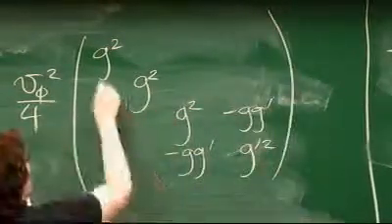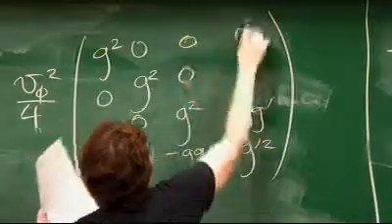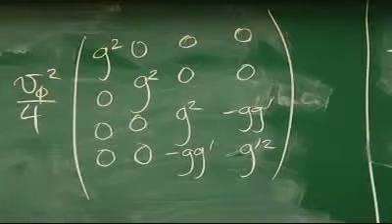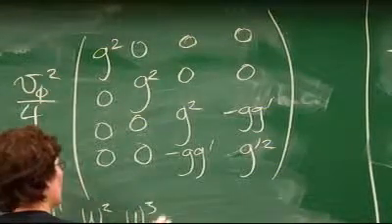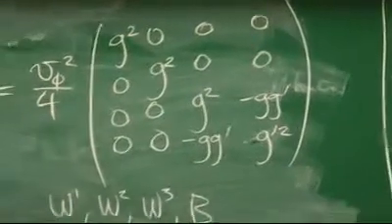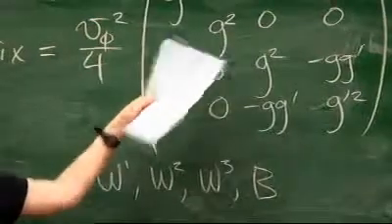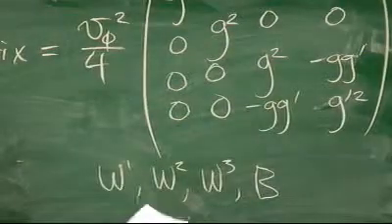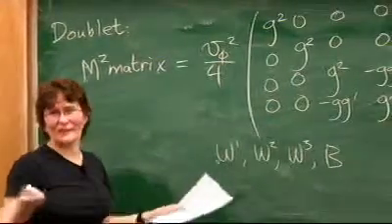Okay, zeros everywhere else. And the basis that I'm working on here is W1, W2, W3, and B. I should point out W1 and W2 have the same mass squared. The W plus and W minus are just linear combinations of those two, so it's just a little rotation. I'm writing it in this form just because it's more convenient.